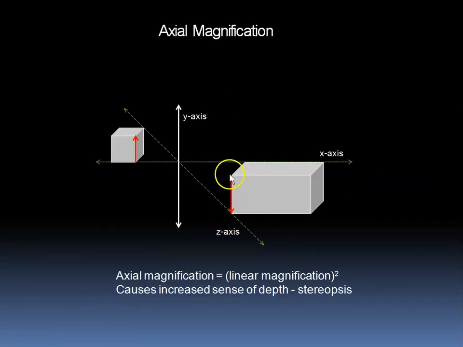Here we see that the image has linear magnification compared to that of the object as in the previous slide. In this three-dimensional depiction with a z-axis, we now see that there is also a depth to an object. The depth, however, increases with the square of the height. The axial magnification is therefore equal to the square of the linear magnification of an object. This causes an increased sense of depth and stereopsis of objects.